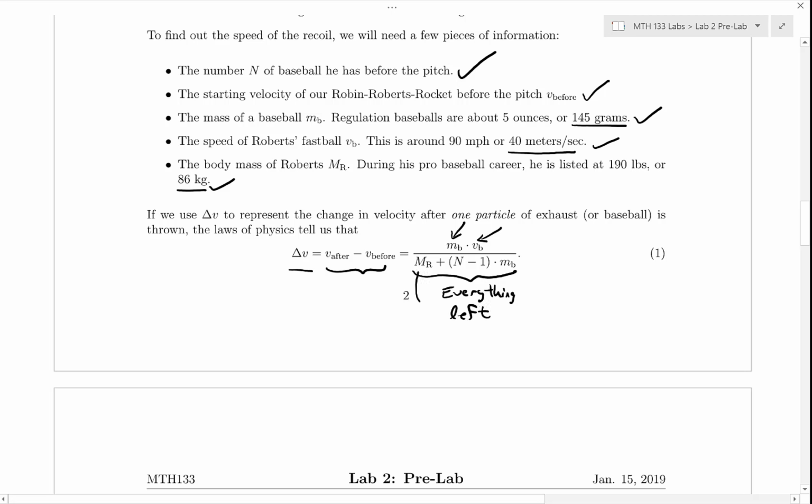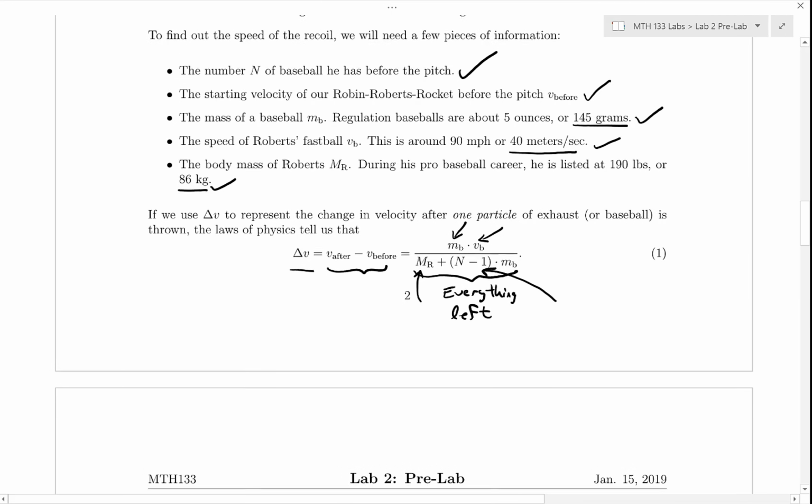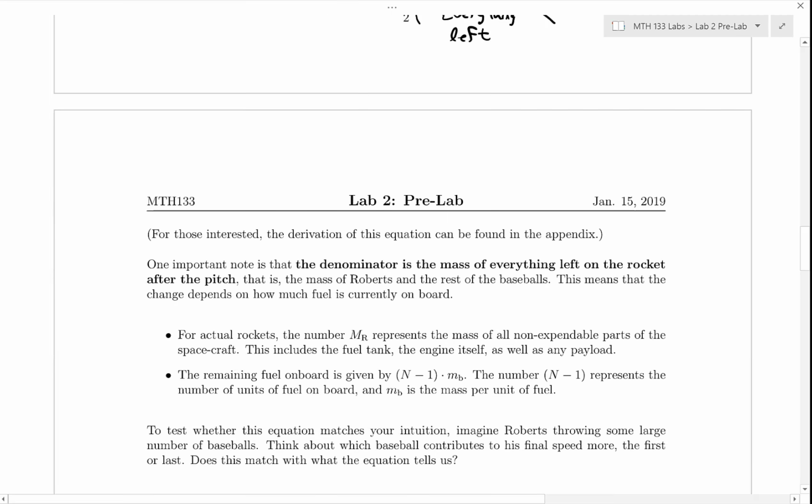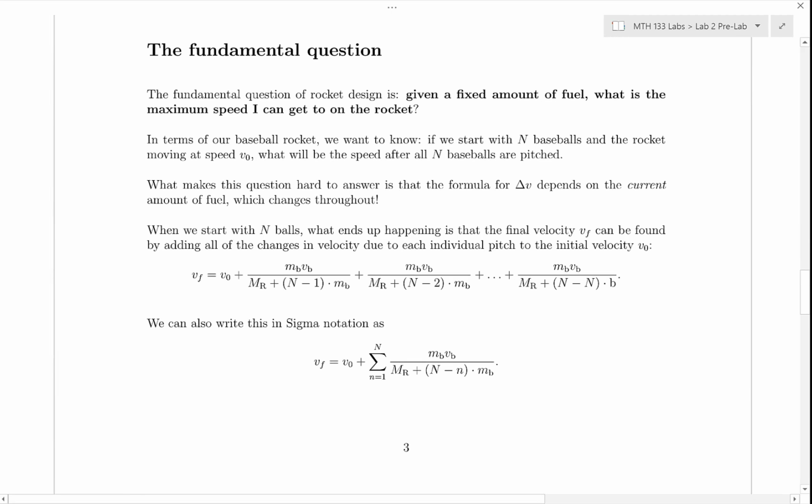So that includes Roberts, as well as all of the remaining baseballs or remaining fuel, however you want to think about it. If he had n baseballs to start with, he threw 1, so there are n minus 1 baseballs remaining times the mass of each baseball. Now I encourage you at this point to stop for a second and think about what each of these values means in the case of an actual rocket rather than our baseball themed analogy. So our main goal here is to figure out, given a fixed amount of fuel or a fixed number of baseballs, what is the maximum speed that this rocket can get to?